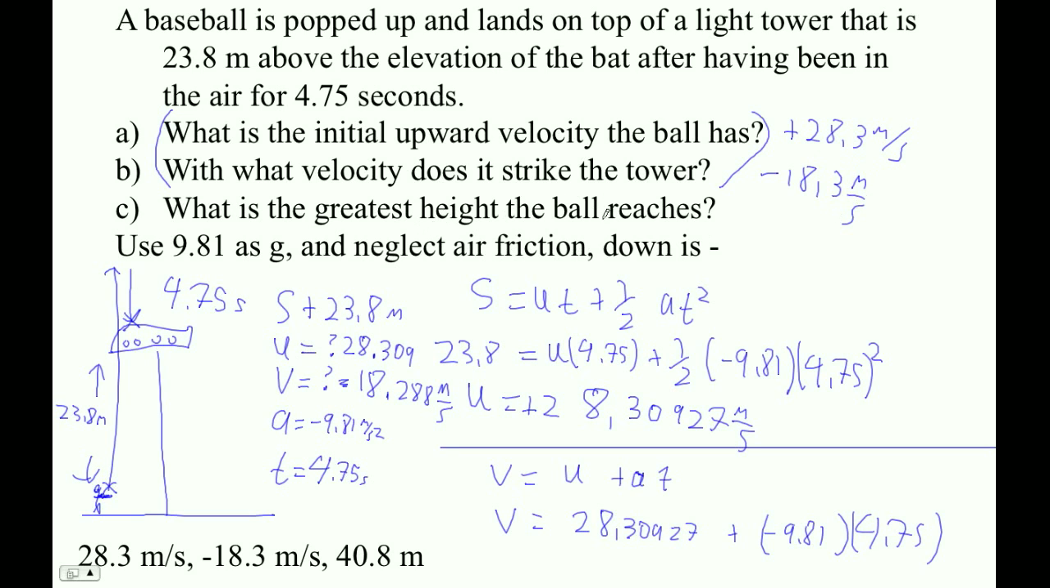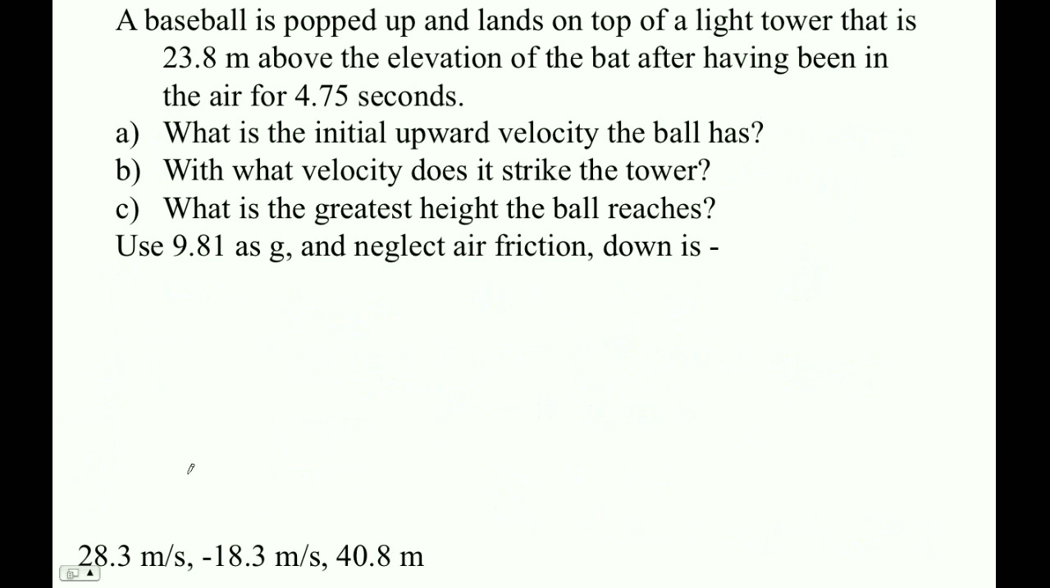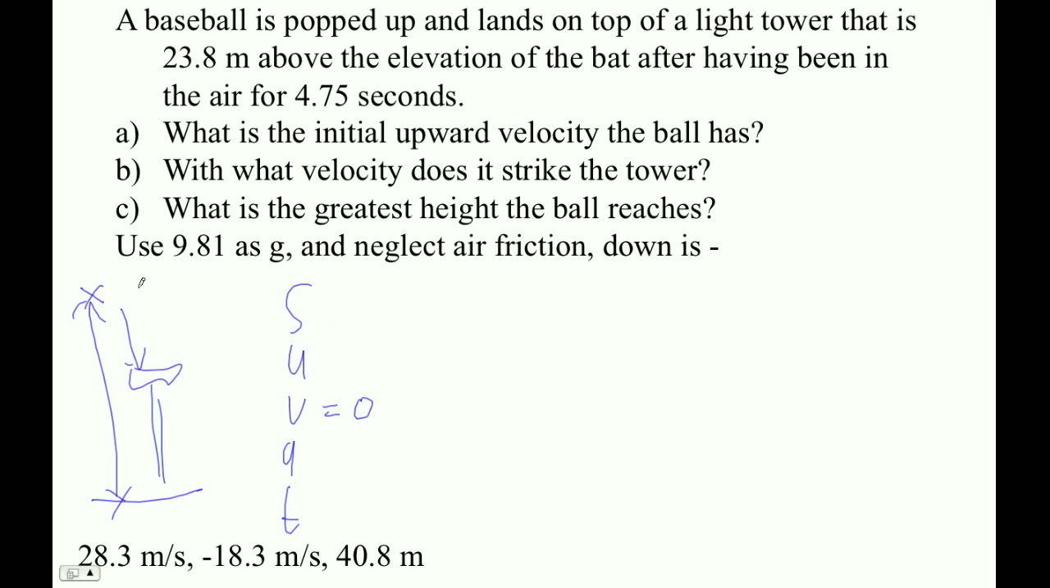And then the greatest height the ball reaches, we would have to re-suvat. So I'm going to erase everything here, and we're just going to do another suvat here. Okay, we're going to use this 28.30927. Okay, so now it's like the ball goes up and it goes down and hits the light tower, right? But we want to go from here to here, right? And so the final velocity is 0 at the top, right? Because it's at the top.